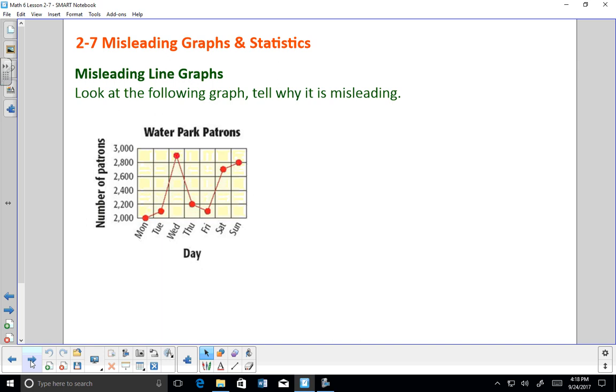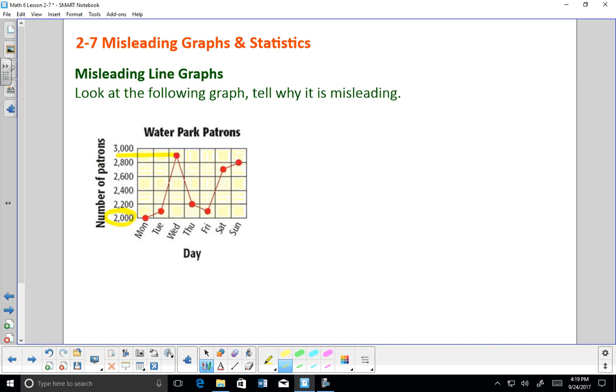But then if you take a closer look at the graph, you'll notice that they didn't start their graph at 0. They started it at 2,000. So literally 2,000 people went to the water park on Monday, and according to this, about 2,900 people went on Wednesday. So really, it means 900 more people went to the water park on Wednesday than Monday, rather than looking at it and saying, oh wow, it looks like nobody went on Monday and 2,900 people visited on Wednesday. Really, only 900 more visited on Wednesday than Monday.